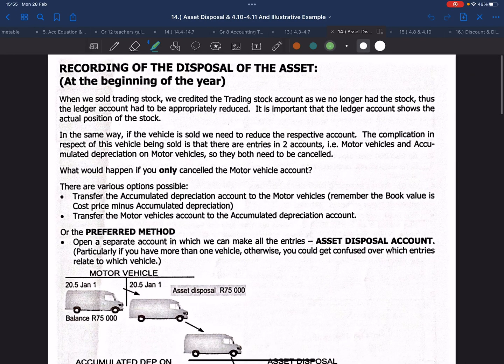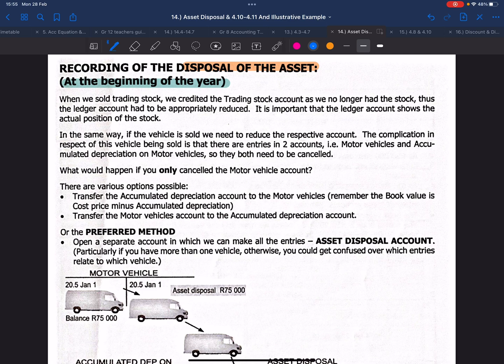Okay, we're going to be looking at the recording of the disposal of an asset. Now we're looking at the disposal at the beginning of the year, which is the easiest form of disposal to account for, because then you don't need to worry about taking out any current year depreciation, because you depreciate an asset up until the date that it's sold. So if you sell it at the beginning of the year, it's much easier because we only need to take out opening balance, accumulated depreciation. We don't need to worry about accounting for current year depreciation and then taking it out.